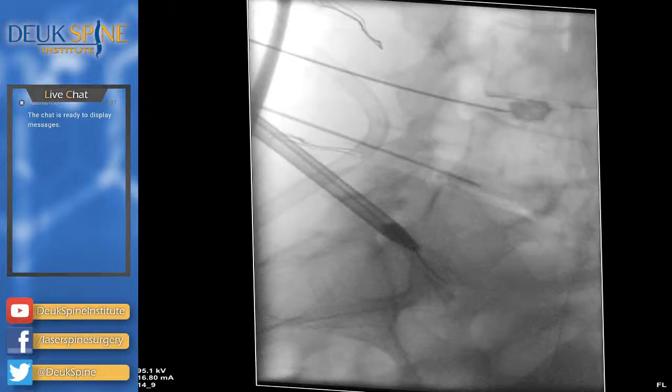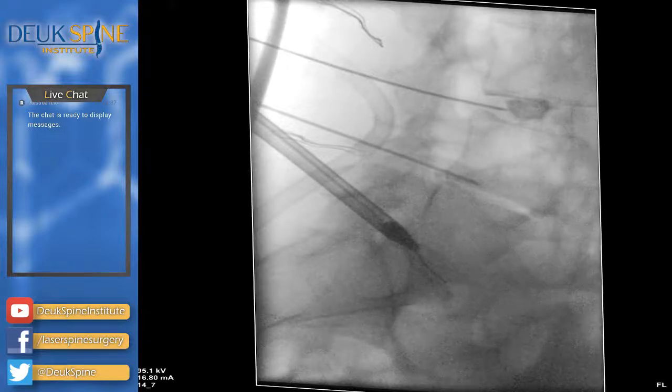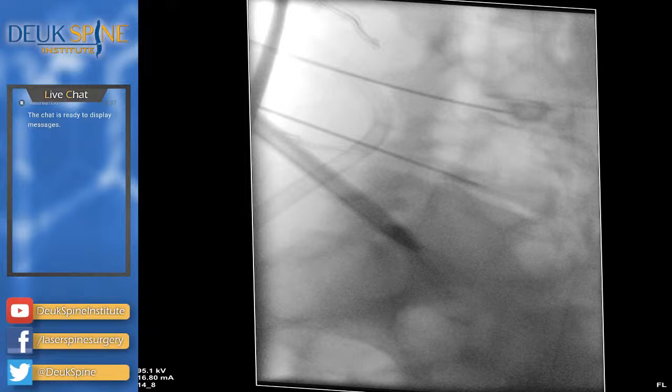Let me just see. I'm going to pull the guide wire back a little bit. Or a lot of it. We need the coker. I need another guy one, please.